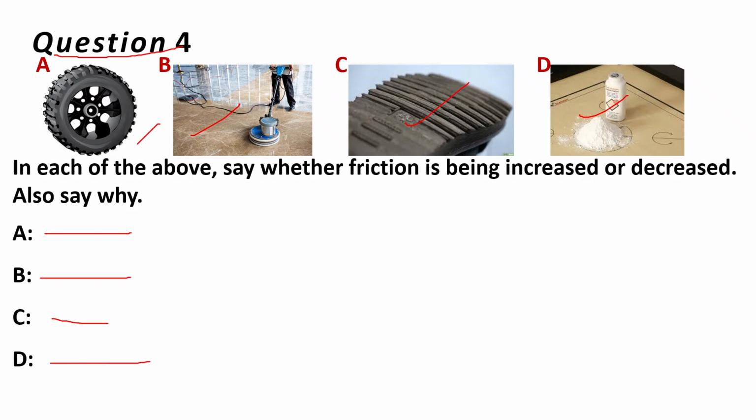In A, are we trying to increase or decrease friction? In B, whether we are trying to increase or decrease friction. C, whether we are trying to increase or decrease friction. And 4, whether we are trying to increase friction or decrease friction. So for picture A, B, C, D, just write increasing or decreasing. Also write question number 4 and pause the video to write the answer.